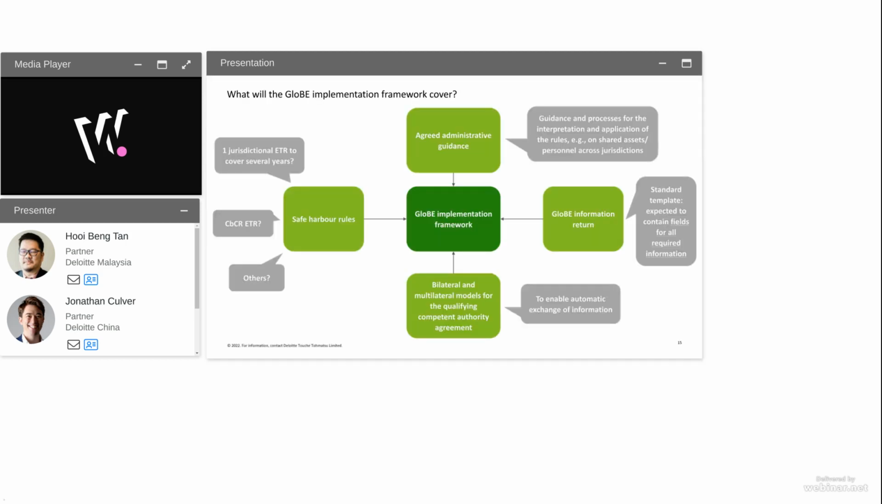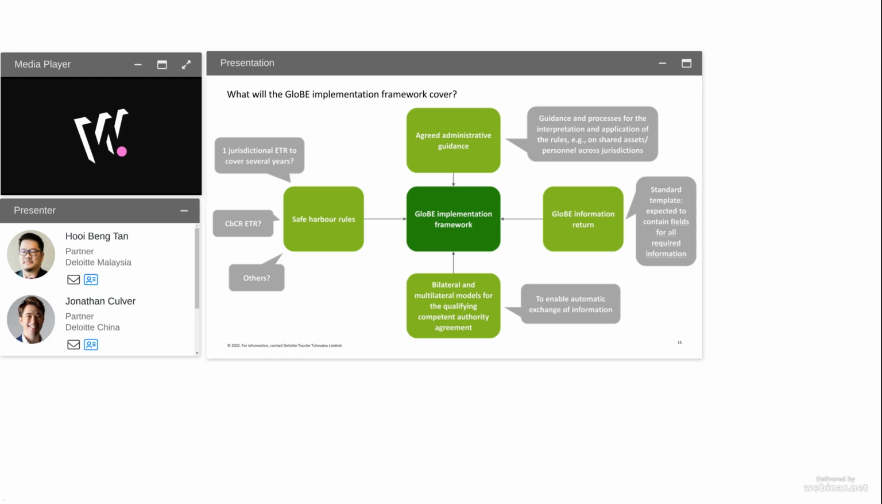So we expect a number of things will be covered. First of all, in terms of safe harbor rules, the rules under Pillar 2 are extremely complex. All of us know that it runs to hundreds of pages, right? One of the considerations is certain safe harbor rules. For example, can we use a CbCR ETR as a starting point? Is any adjustment needed for that? There were also some discussions on whether we could use one jurisdictional ETR for a couple of years. Those things are being considered. Obviously, there are a number of considerations for that.